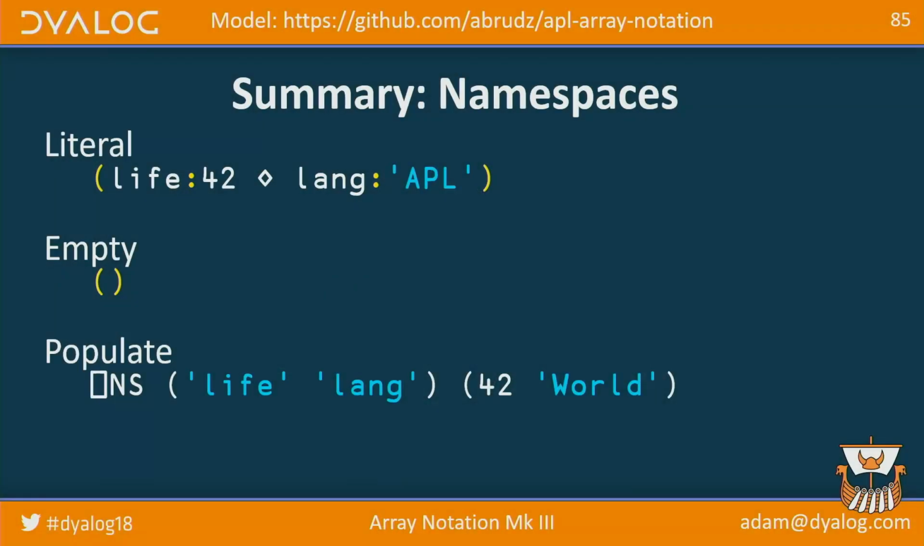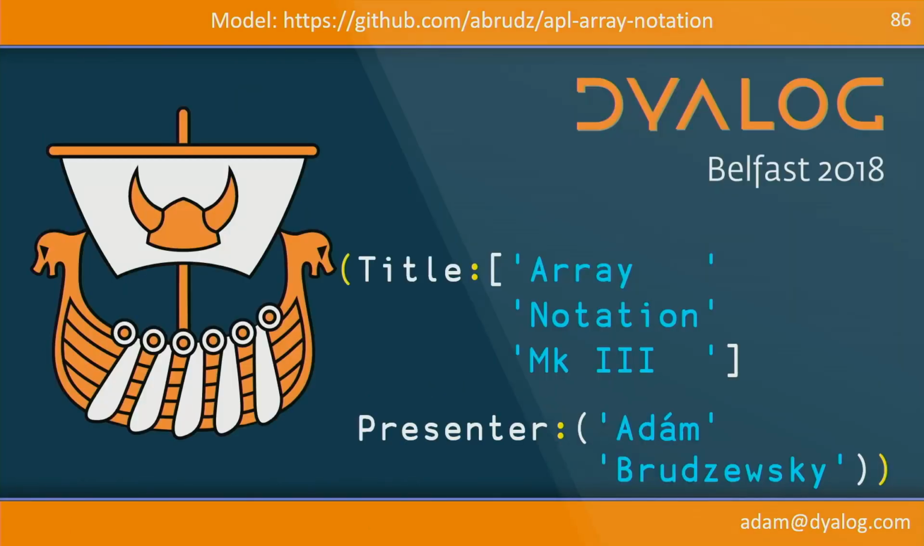Here's a summary of how it works in the namespaces. So we have literal namespaces. We can have an empty namespace, populate a namespace. And this is my summary slide. Thank you.